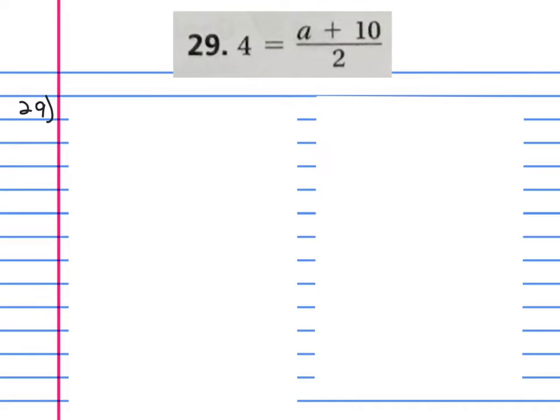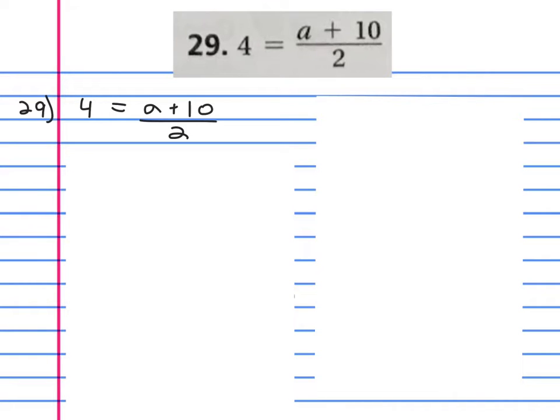Okay, like this last one, we have a fraction bar with an expression in the fraction. So here's how we're going to do it. We, of course, write the original equation untouched. And then we say, okay, if there's invisible parentheses around this, then we need to undo the divided by 2 before we do anything else.